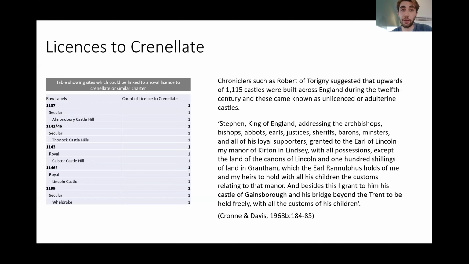Licenses to crenellate have usually been looked at in later periods, but you do see a few examples coming through in the 12th century. I would argue that there are a few instances in the earlier period that have maybe been overlooked before.